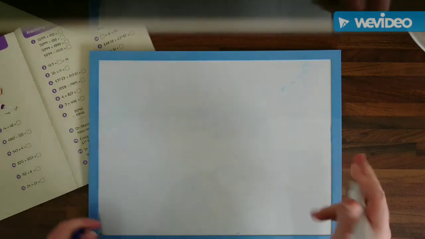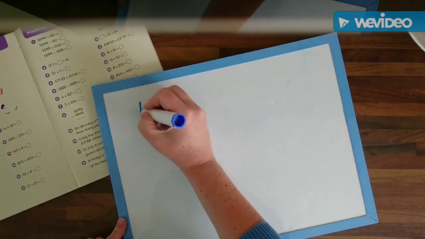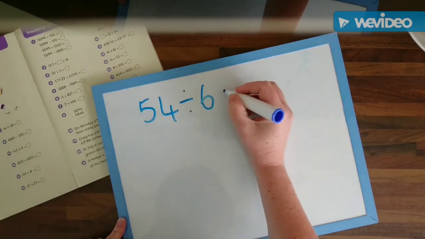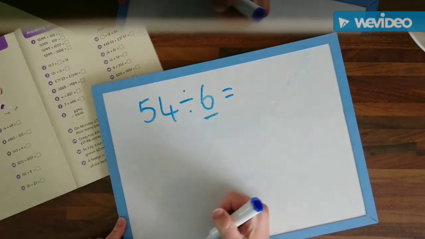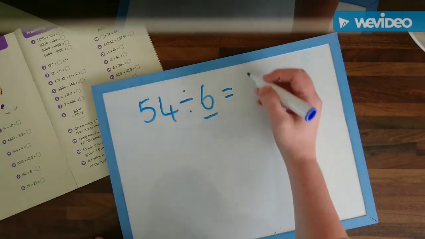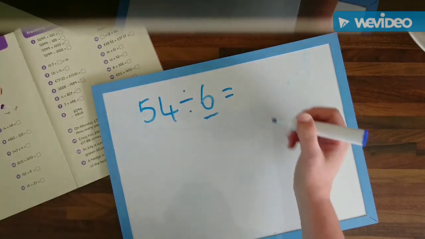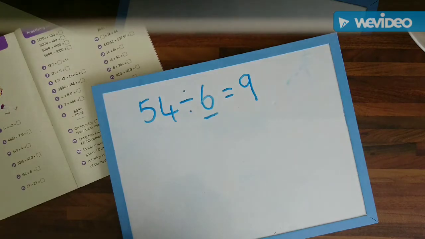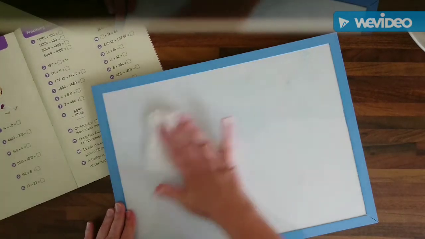Obviously, if you had a division that said 54 divided by 6, for example, you would need to be using your 6 times table. Okay, and you would count in sixes till you get to 54, or you might know your times table off by heart and therefore know it is 9, because 9 times 6 is 54. Okay, so when you're dividing by a single digit, you should be using your times tables to help you.